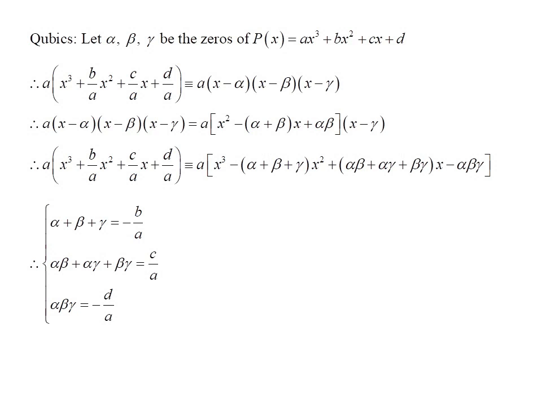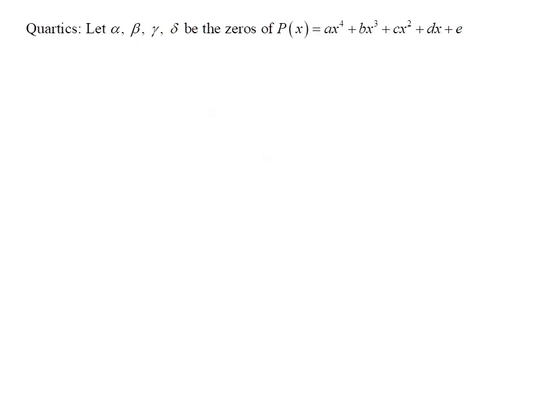Hence, the sum of alpha, beta, and gamma equals negative b over a. The sum of alpha beta, alpha gamma, and beta gamma equals c over a. And the product of alpha, beta, and gamma equals negative d over a.